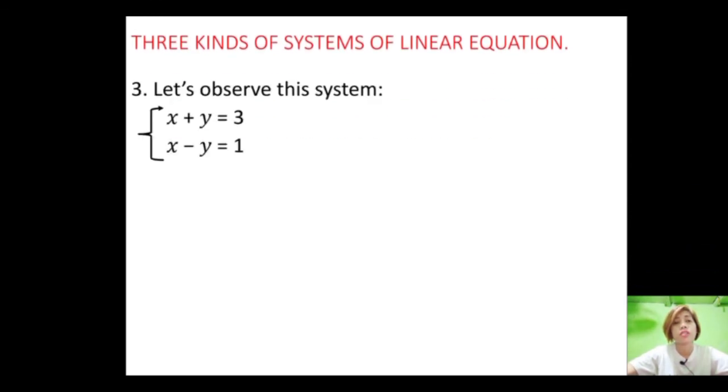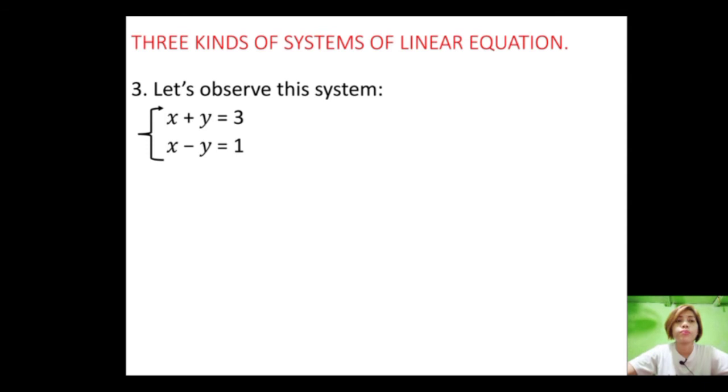So, let's observe this system. First equation is x plus y is equal to 3. And then, the second equation is x minus y is equal to 1. So, meron ba tayong maiisip na i-multiply sa first or kahit sa second equation para maging kahit paano parehas sila, yung dalawang equation?